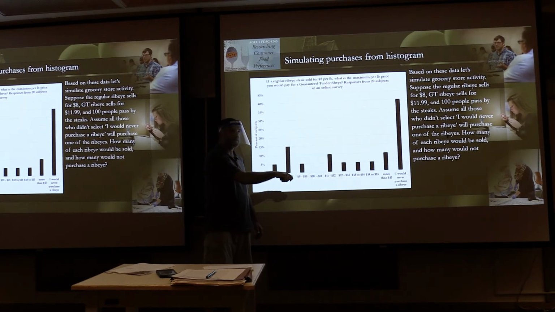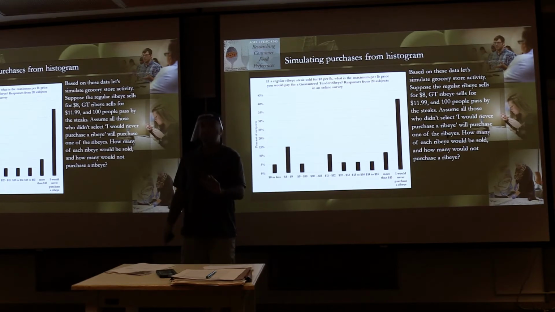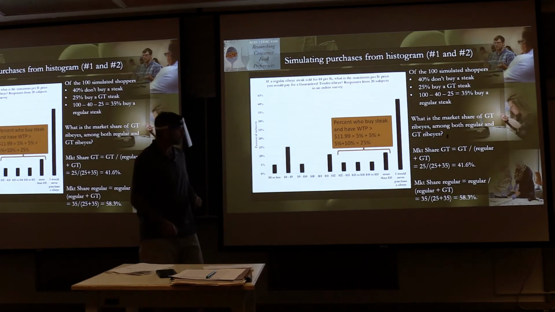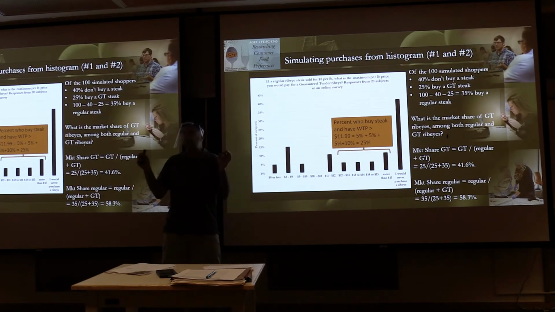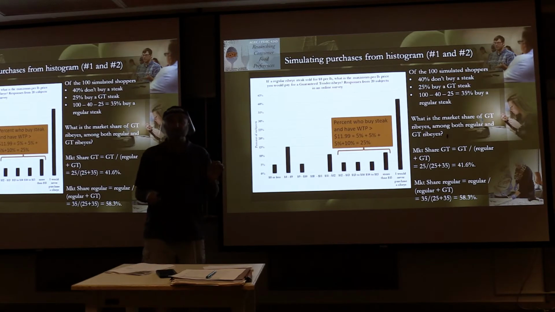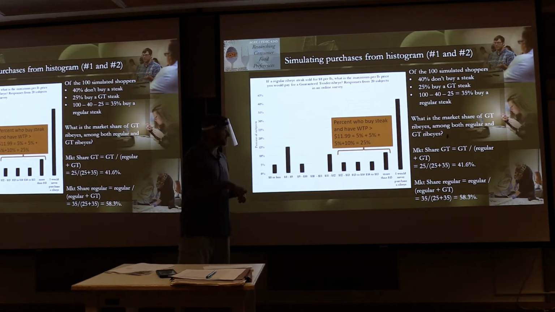Will they buy it? Yep. So the percent of people who go by this counter and buy the guaranteed tender steak is 5% plus 5% plus 5% plus 10%. Does that make sense? Okay. See, that's taken a really simple survey question and been able to actually simulate grocery store behavior. And so we know that these people are going to buy the guaranteed tender steak because their willingness to pay is greater than that price. And so 25% of shoppers.